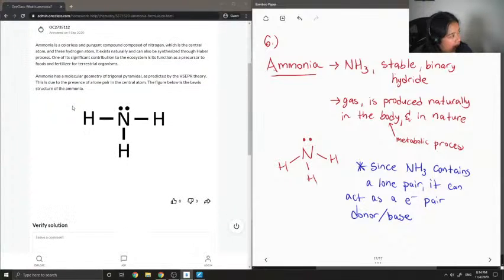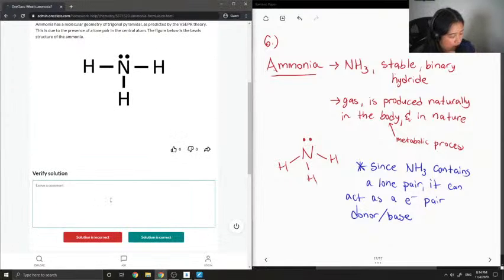So ammonia has a molecular geometry of trigonal pyramidal, sorry, I can never say this right, as predicted by the VSEPR theory. This is due to the presence of a lone pair on the central atom. The figure below is the Lewis structure of ammonia. So this solution is correct.